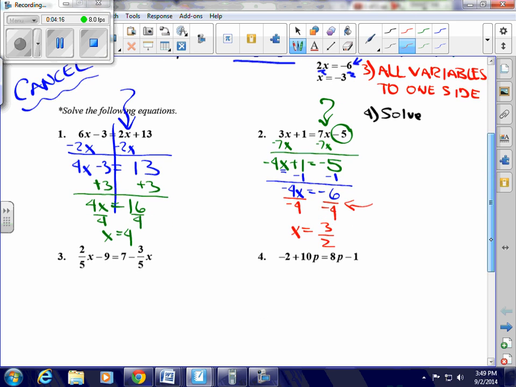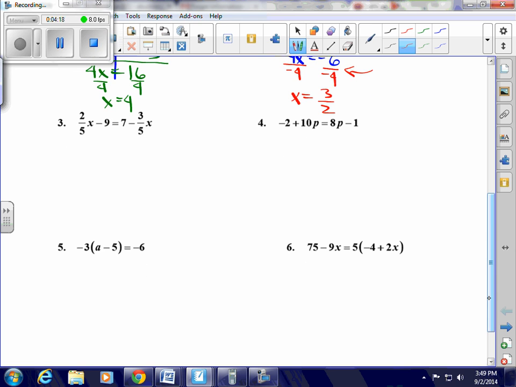Number 3 is much easier than it might look. If you're going to get caught up in the fractions, you're not going to get very far. What I want you to do is follow the rules. The rule says cancel the variable on the right side. The term here is negative 3/5 x. How do you cancel negative 3/5 x? How do you get that across the equal sign? Well, what do we do up here?